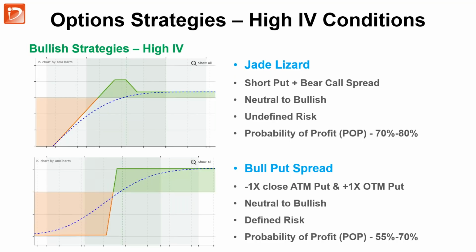And the next one is a bull put spread. This I've talked about in my vertical spreads options video. Here you sell a close or near at the money put and you buy an out of the money put. So this is quite a neutral to bullish trade. And this is a credit spread strategy, and it is defined risk and probability of profit is high, 55 to 70%.